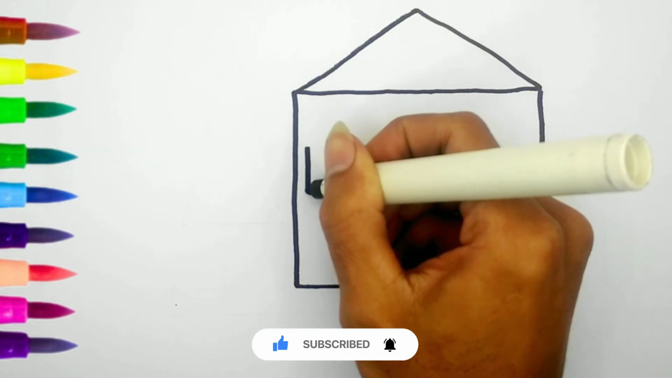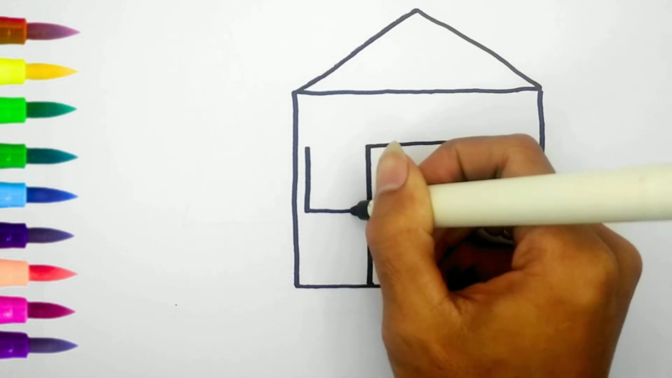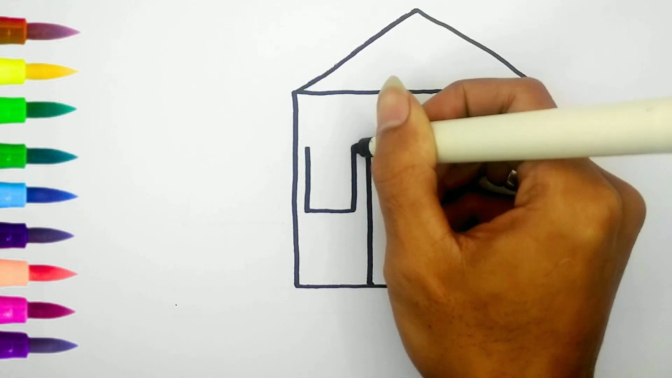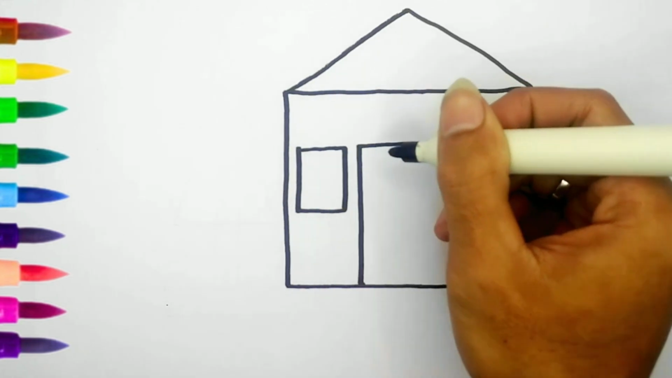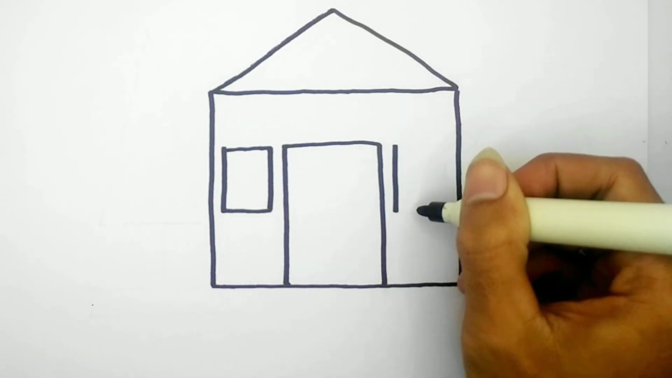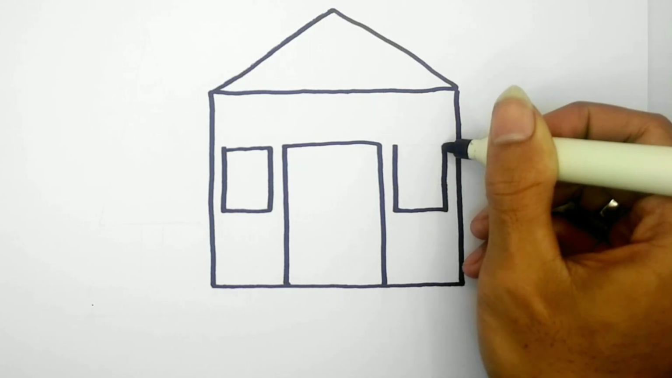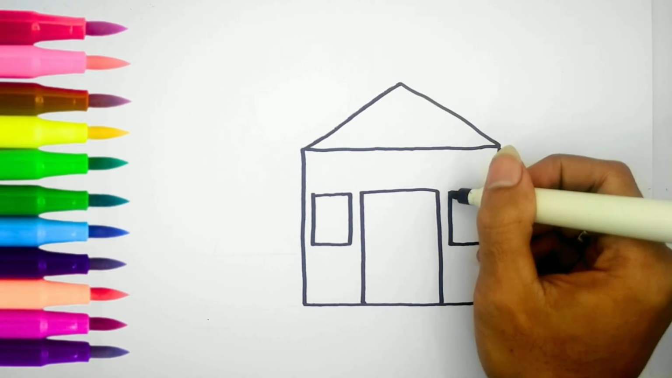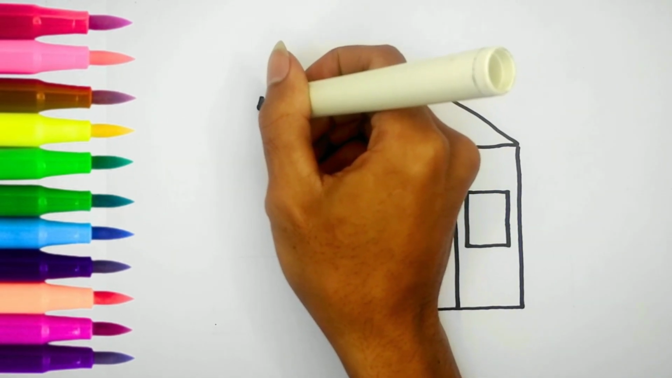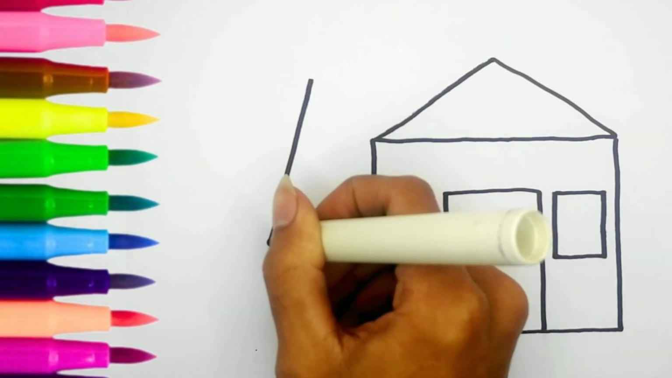And the windows. I love to live in my house. Do you love your house too? Home sweet home. And draw the triangle for the triangle tree.